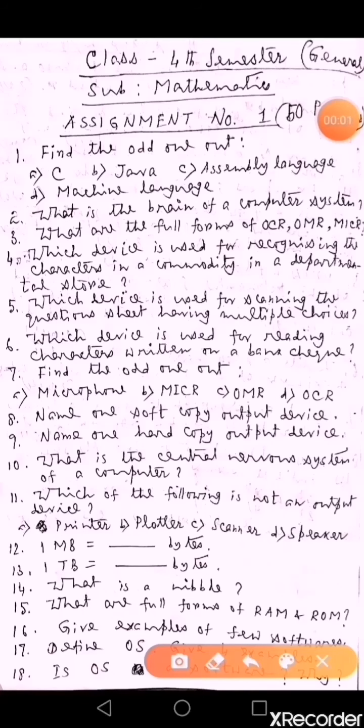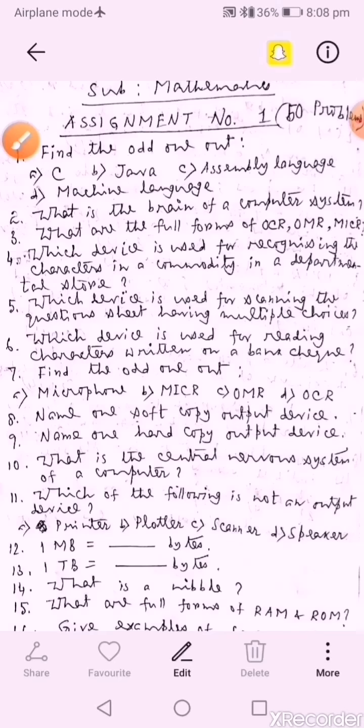Question number 16. Give examples of few softwares. Examples are Adobe Photoshop, MS Office, VLC Media Player, Mac operating system, compiler, interpreter, etc.